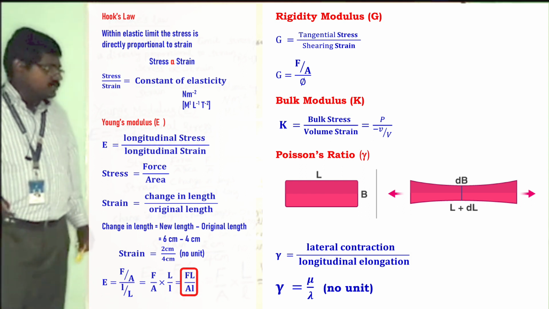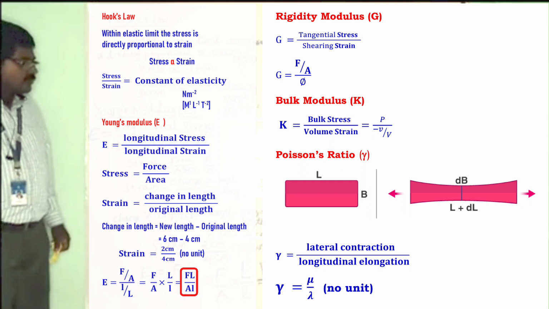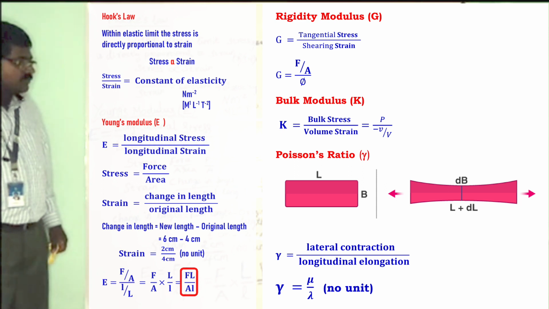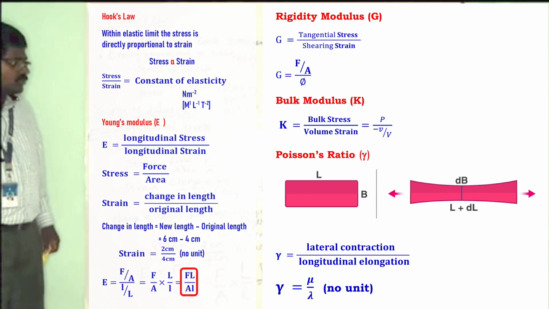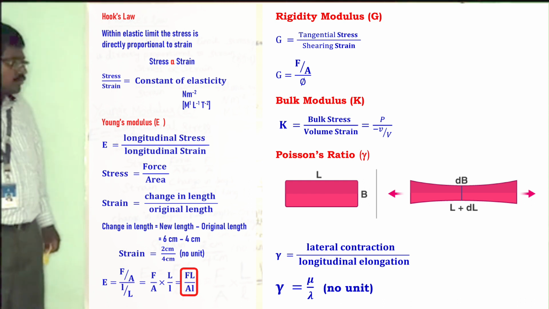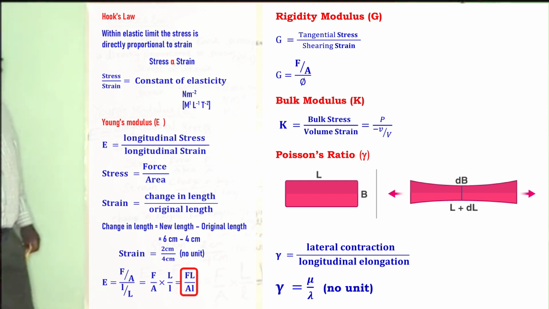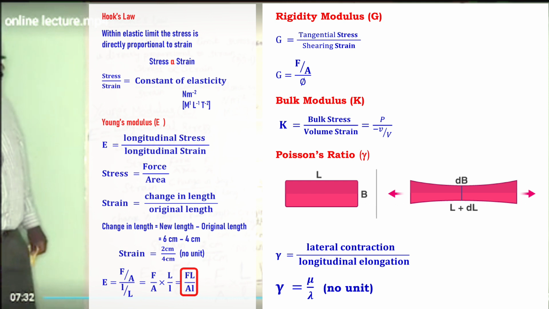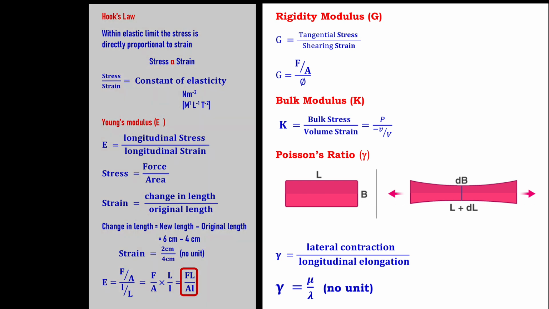So Poisson's ratio is the ratio of lateral contraction to the longitudinal elongation. The symbol is nu is equal to mu by lambda. Contraction is denoted as mu. Elongation is symbolized as lambda. So nu, this is not V, nu is equal to mu by lambda. Poisson's ratio does not have any unit because both are in centimeter. Centimeter will get cancelled. So we have no unit for Poisson's ratio.